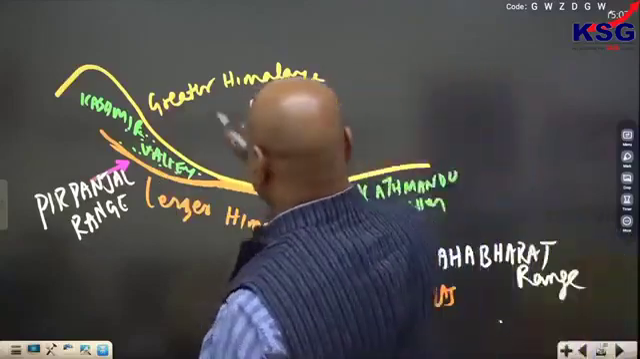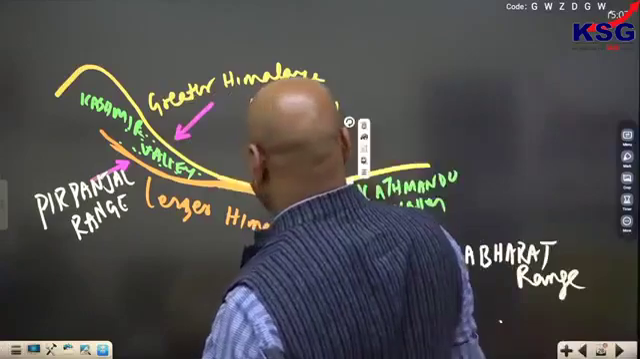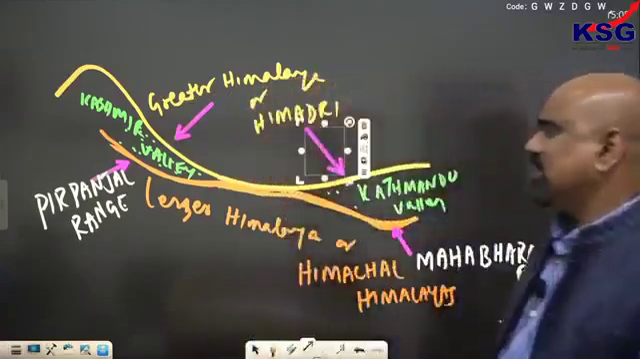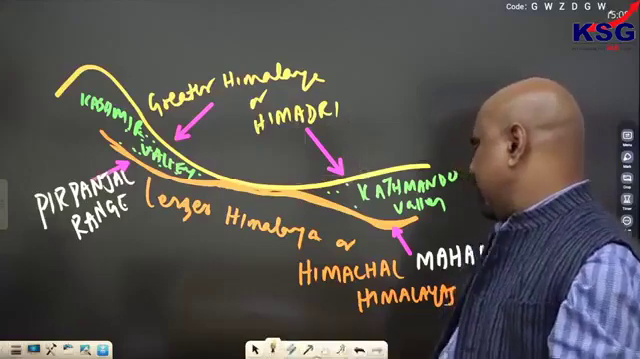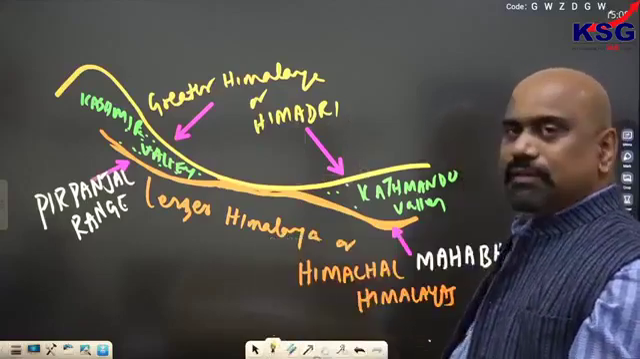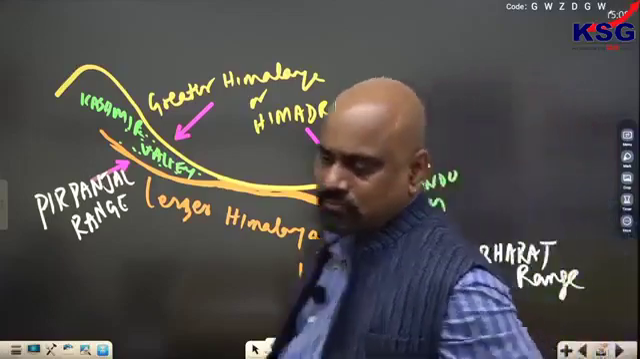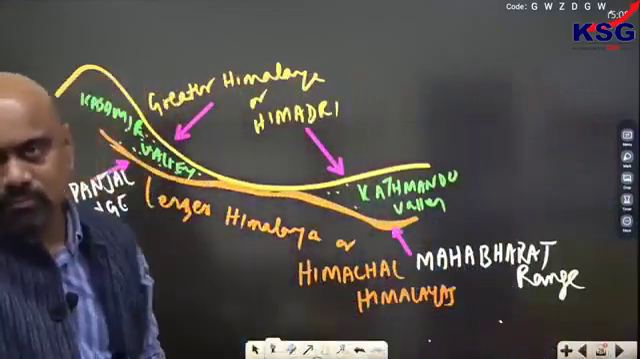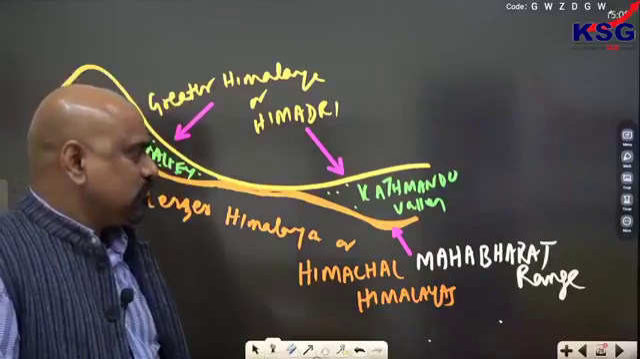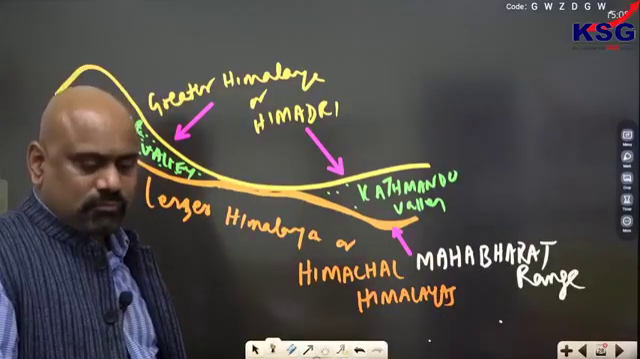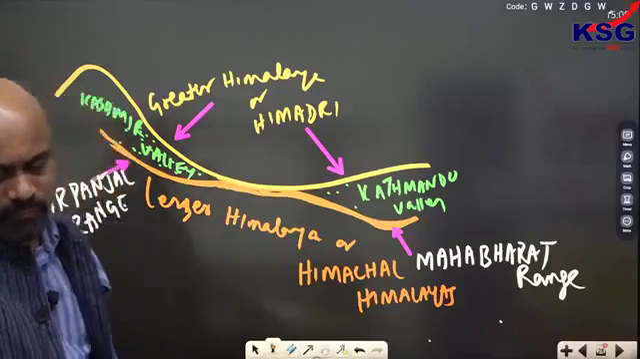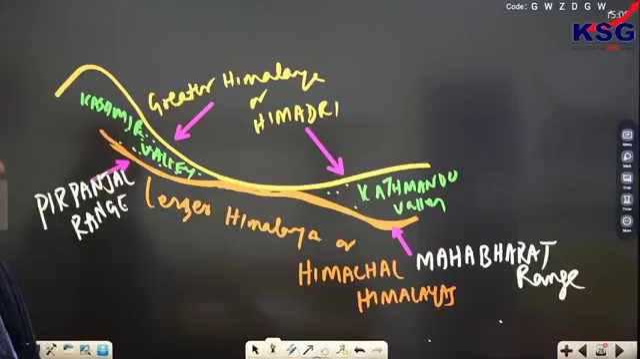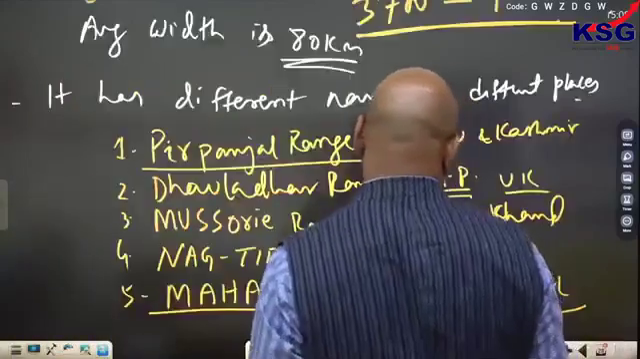ये Greater Himalaya है, ये Greater Himalaya है. Okay, so these two valleys are here. I hope you got it now clear to you, right? Is it clear to you? Clear है?